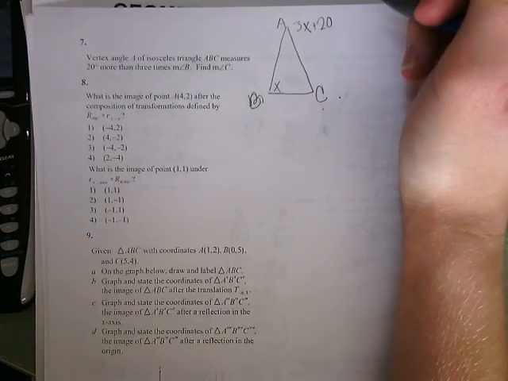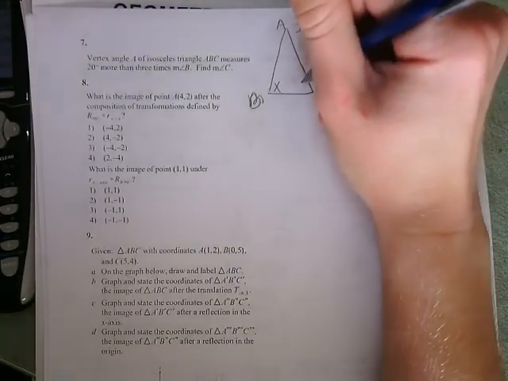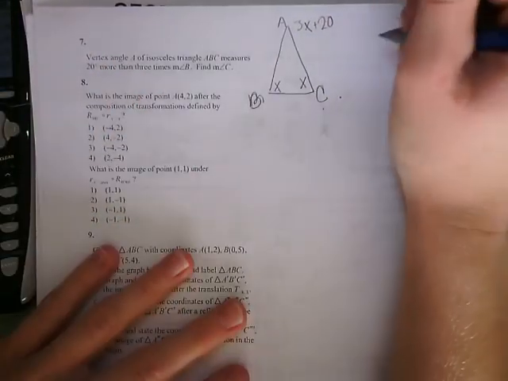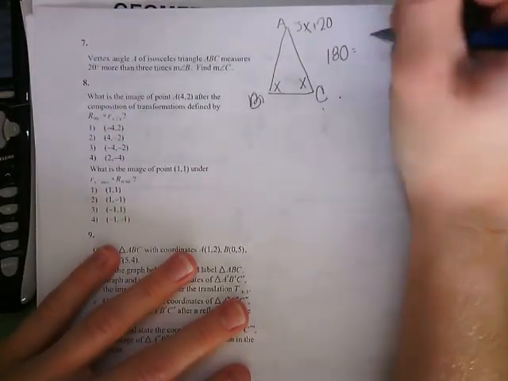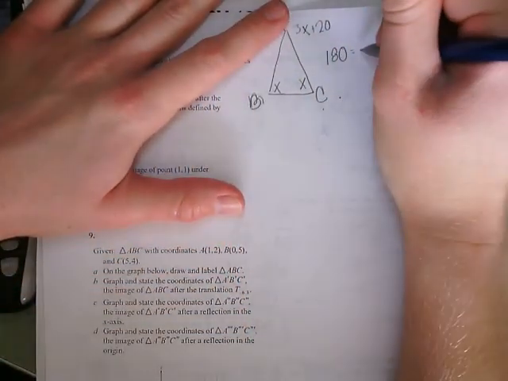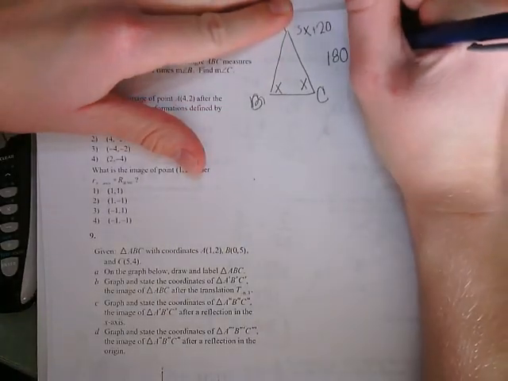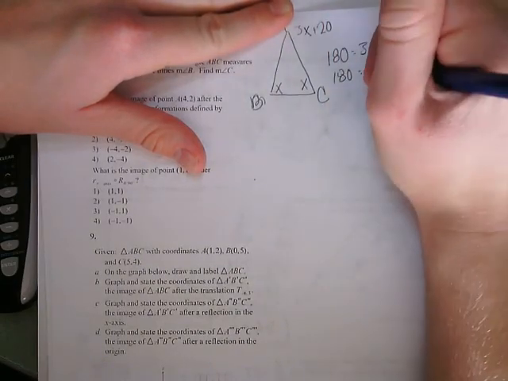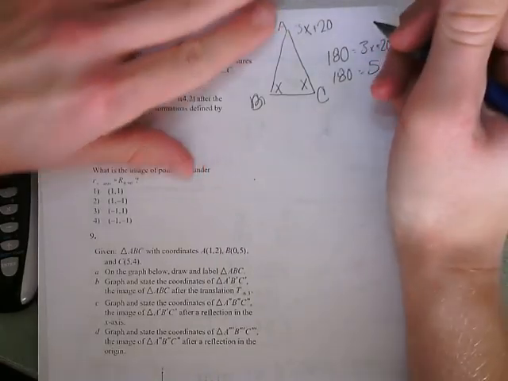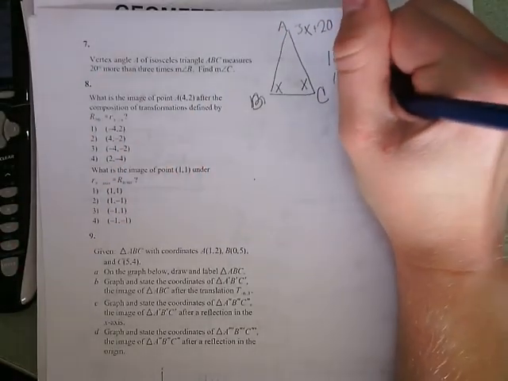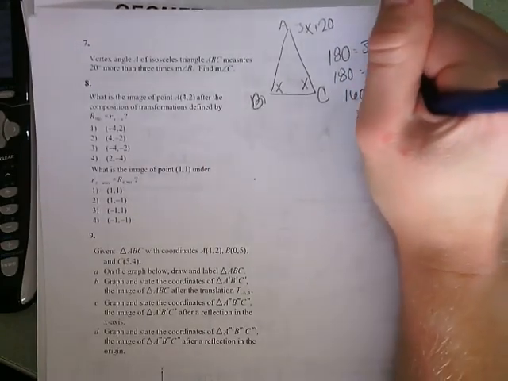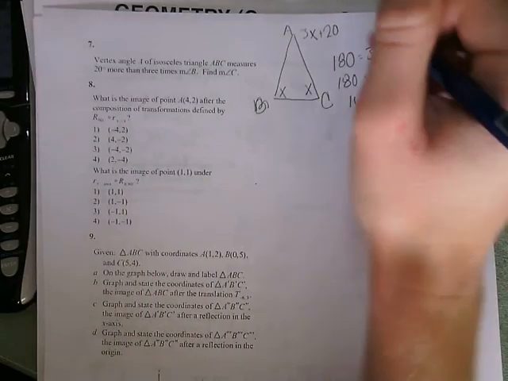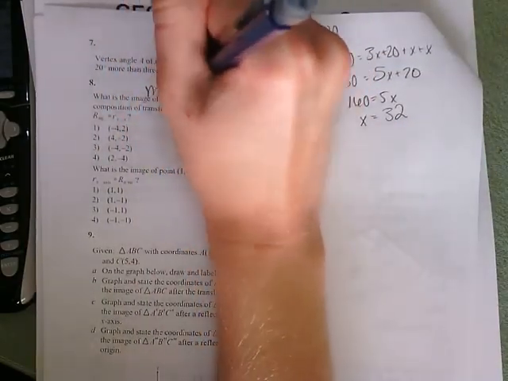Now in an isosceles triangle, the base angles are equal. So this is also x. Now, all of the angles in a triangle add up to 180. So to solve for x, we are going to add these all up and set it equal to 180. So we have 3x plus 20 plus x plus x. So we have 5x plus 20. So 160 is equal to 5x, so x is equal to 32. So the measure of angle C is equal to 32.